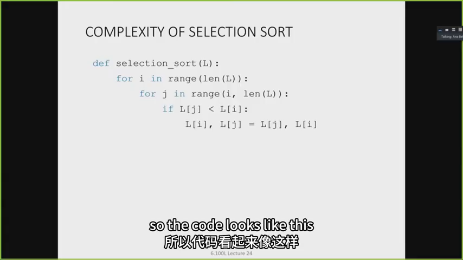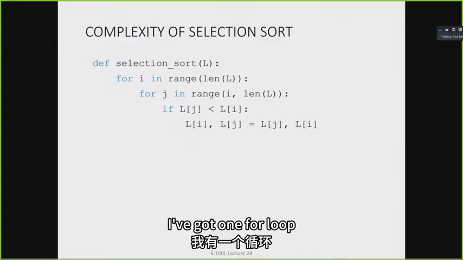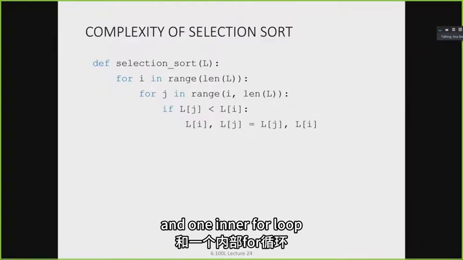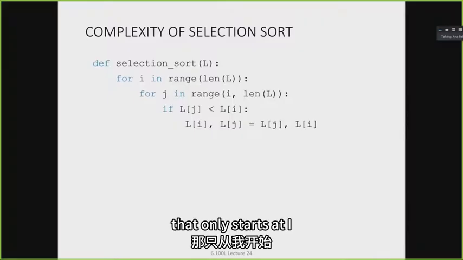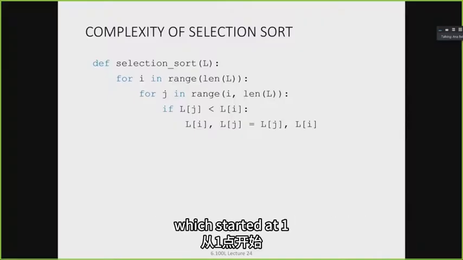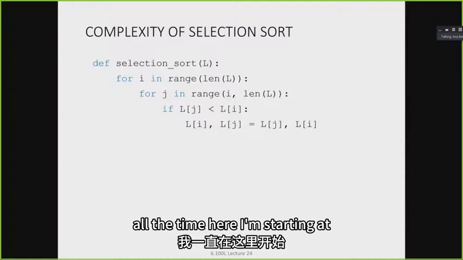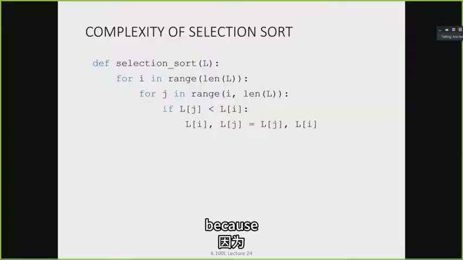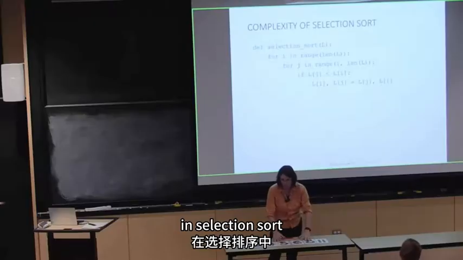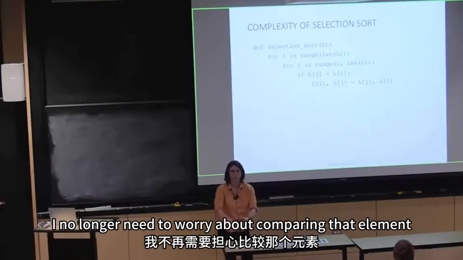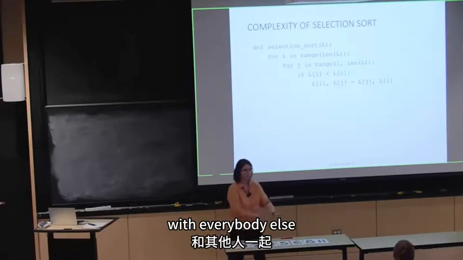So the code looks like this. I've got one for loop that goes through the length of the list, and one inner for loop that only starts at I and goes through to the end of the list, right? So unlike bubble sort, which started at 1 and went through to the end of the list all the time, here I'm starting at I and going through to the end of the list. Because in selection sort, with each pass, I've decided which element belongs at a specific index. So I no longer need to worry about comparing that element with everybody else, right?